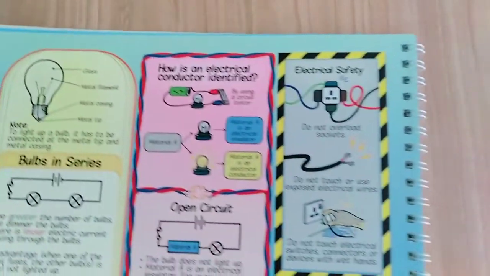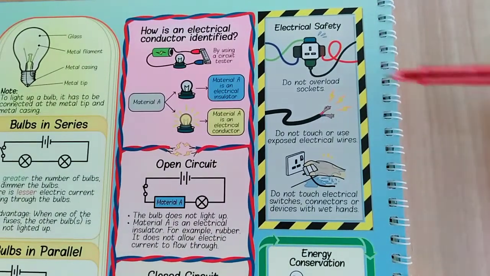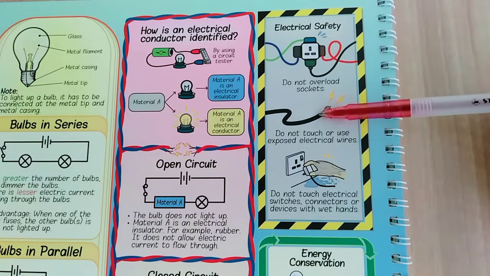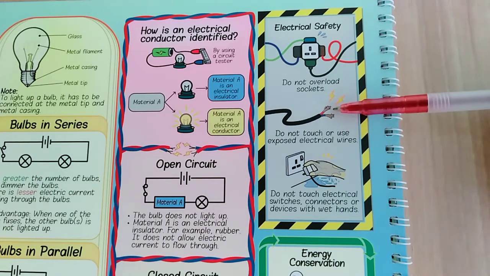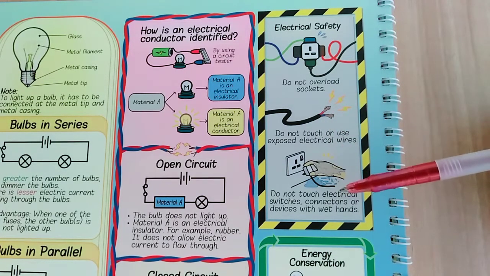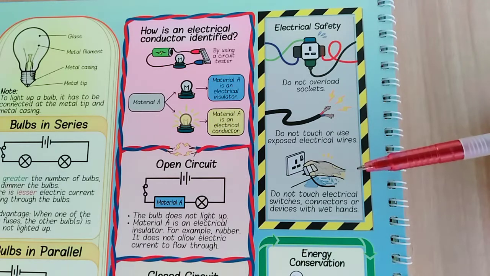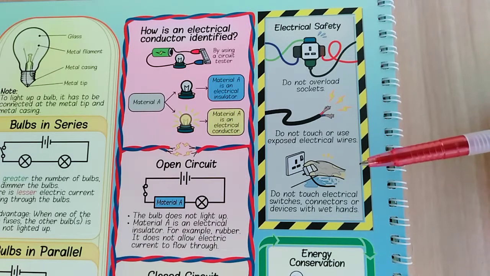Now, we've learned how to handle electrical appliances safely. We should not overload any sockets with many appliances. If the wire is frayed at some point where there's exposed wires, we do not touch or use such wires anymore, and then replace or change them. And do not touch any electrical switches or connectors with wet hands, because when our hand is wet, that causes our hand to become a very good conductor of electricity.